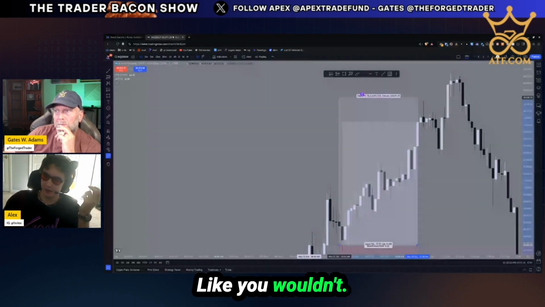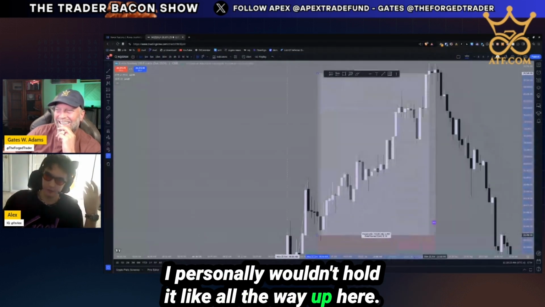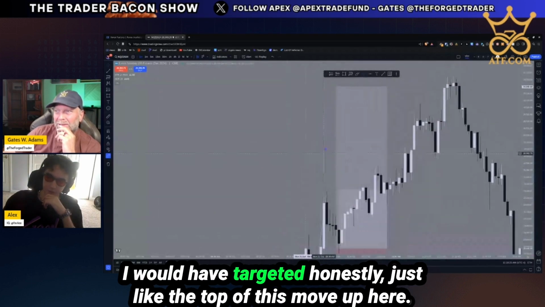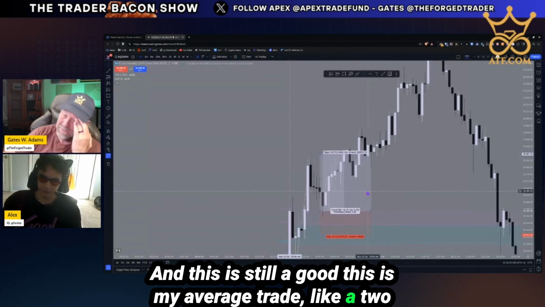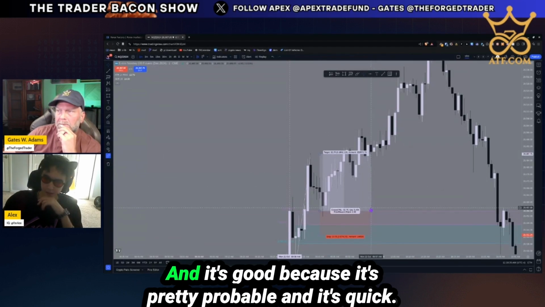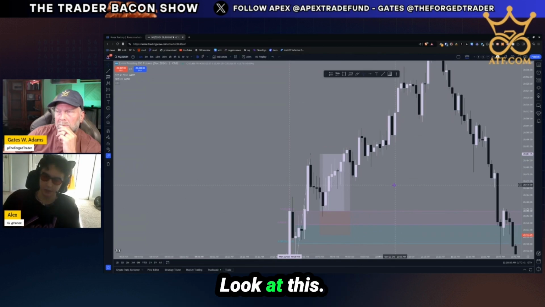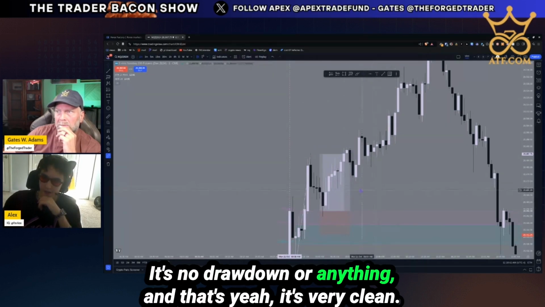Like I personally wouldn't hold it all the way up here. That's wild. I would have targeted, honestly, just the top of this move up here. And this is my average trade, like a 2 risk to reward, 2 or 3. And it's good because it's pretty probable and it's quick. It happens quick. Look at this. It's no drawdown or anything. And that's the kind of trade that I prefer. Yeah, it's very clean.